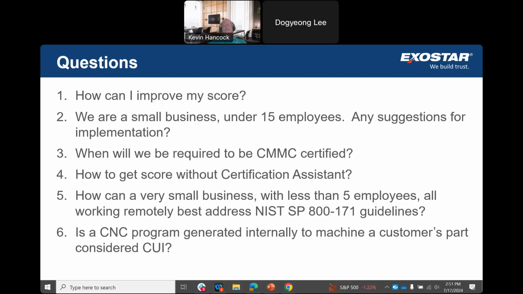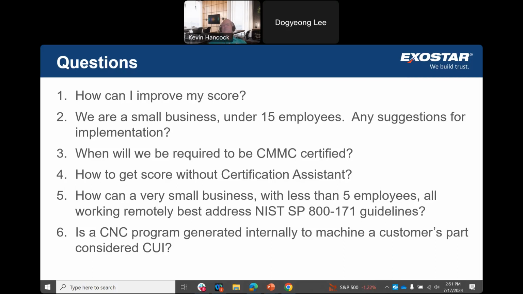Is a CMMC program generated internally to machine a customer's part considered CUI? I hate to say this, but it is going to depend a little bit. If you're just taking information from a CUI document, specs, etc., and putting that into it, and there's no other way to identify it, then the program itself may very well not be CUI.